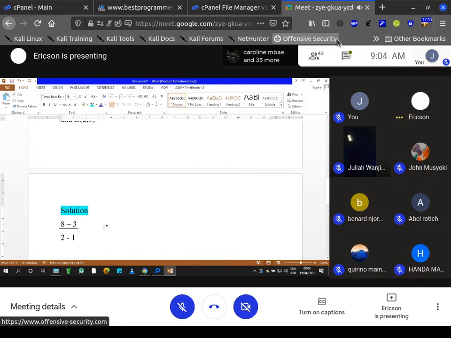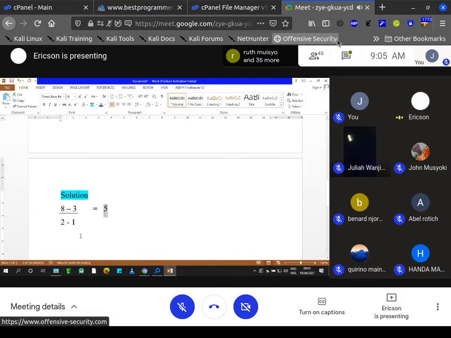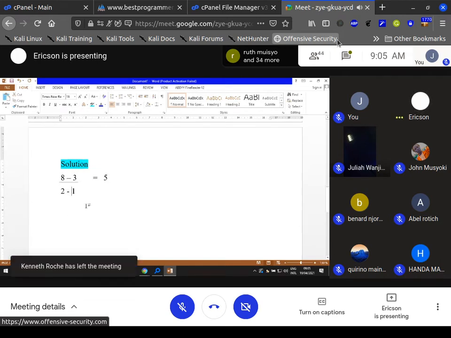And this should give you 5. When you do your division correctly, the upper part, 8 minus 3, is 5, and 2 minus 1, 5 divided by 1 is 5. First step is calculation. You have the gradient as 5.